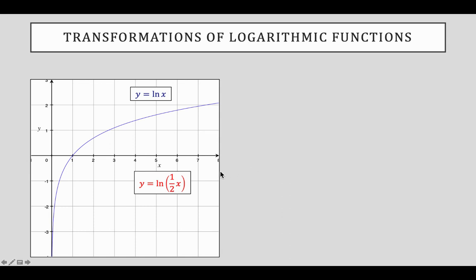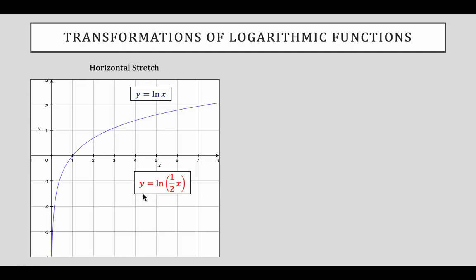Here I have y equals the natural log of 1/2 x. If I have this 1/2 constant multiple inside of the parent function, that is going to give us a horizontal stretch. Remember, anytime you have something happening inside of the parent function, it's going to be horizontal. In this case, a horizontal stretch.